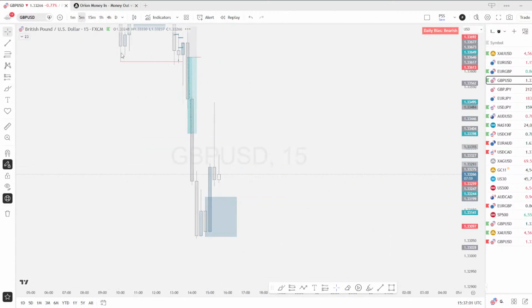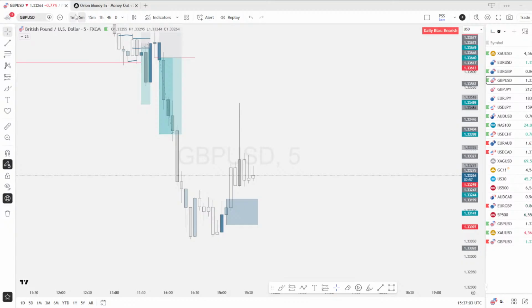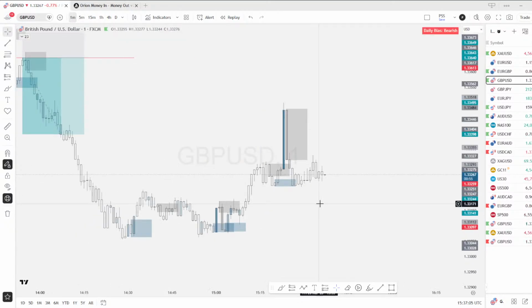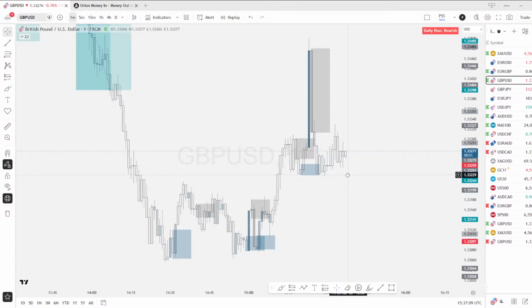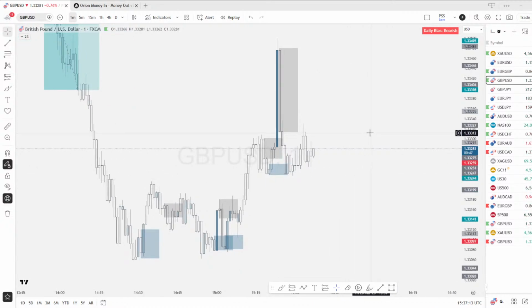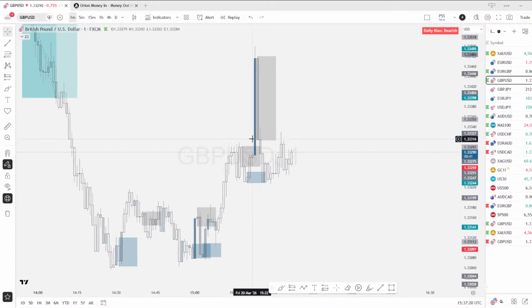So we're on the 5 minute and we're already bearish. On the 1 minute, we're also already bearish. So we might be seeing another entry here. Potentially. I think this is... Have we got news today?